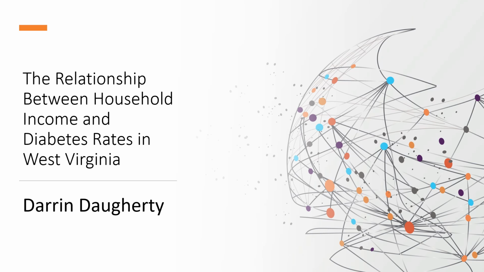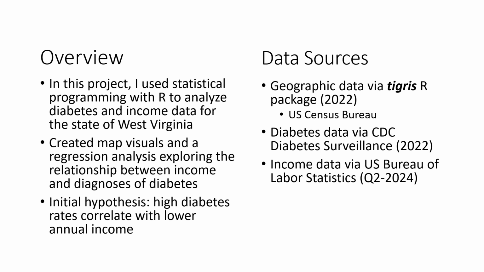Today, I will be exploring the relationship between diabetes rates and household income in West Virginia. I used R programming to analyze diabetes public health and income data, exploring how the two are related. I created some map visuals and a regression analysis, and I did all of this within R Studio.